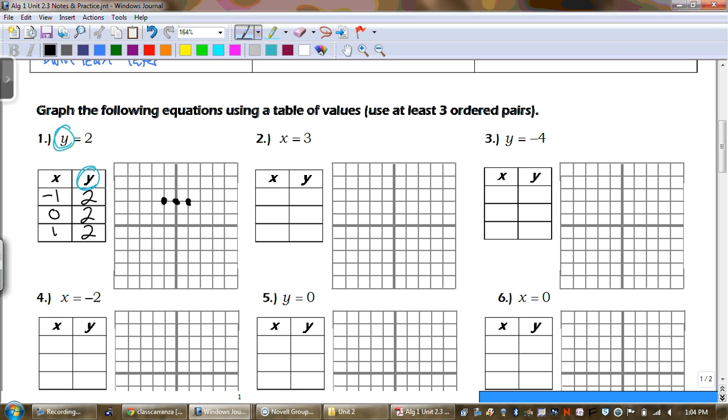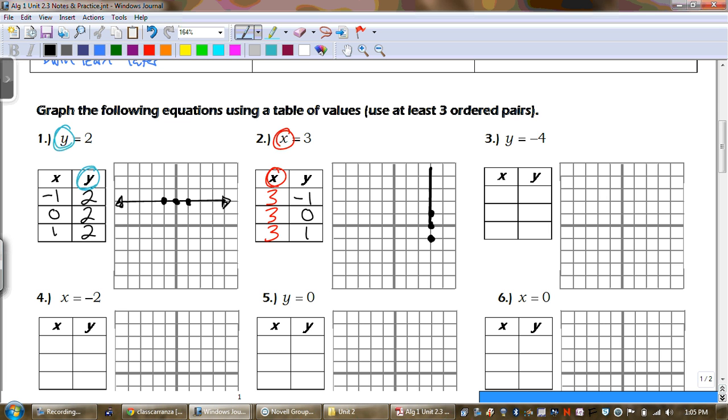And once we're done with that, you guys need to get out your straight edge. I'm taking mine out right now, so we can draw that line. And every line has to have our little arrows on it. Right. Next one. x equals 3. And once again, pick any number. Negative 1, 0, and 1. So we've got 3, negative 1, 3, 1, and 3, 0. So those are my 3 points.